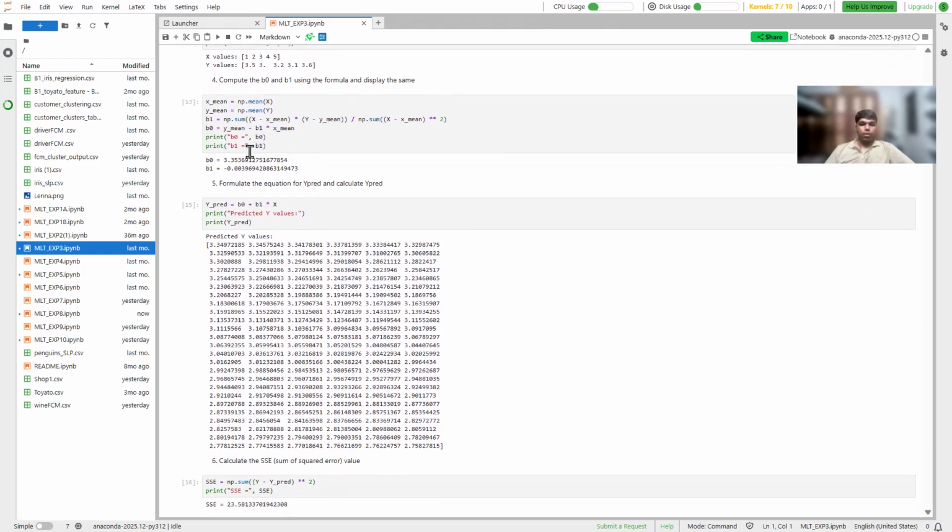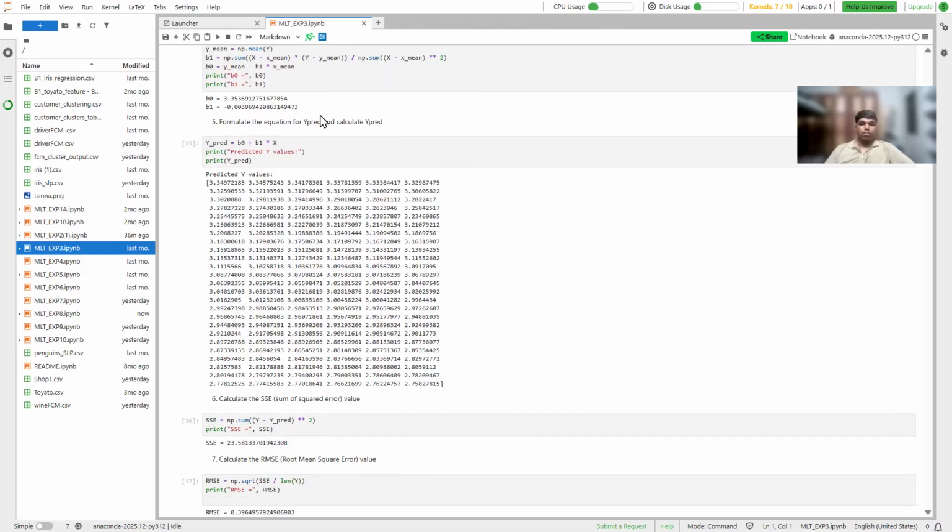So now for computing B0 and B1, we find the best fit line using the equation y is equal to B0 plus B1 into x. So here I calculate the mean values and then compute the slope B1 using the formula, and the intercept B0.